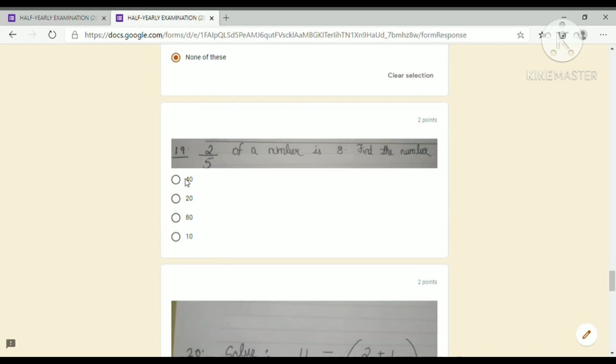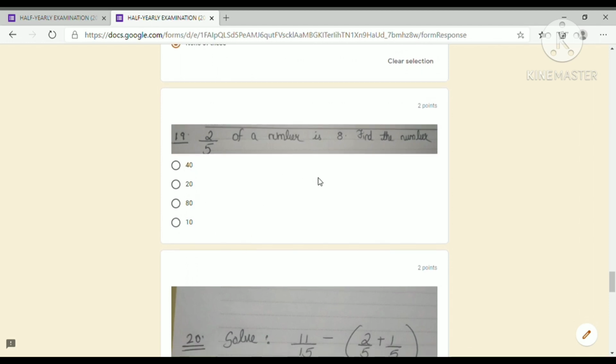Okay, now next: 2/5 of a number is 8. Find the number. The question is 2/5 of a number. That means 2 by 5 of a number. Suppose I write it as the number: 2 by 5 of the number is equal to 8.